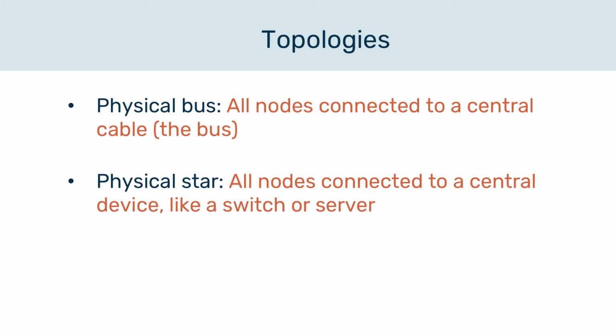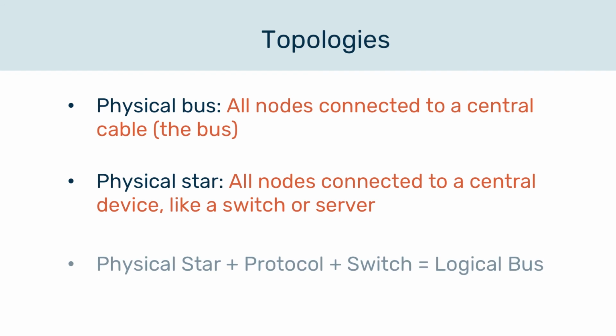A physical star network revolves around a central device, usually a switch or a server. This requires a lot of cable, but there are fewer issues with collisions, and if a single cable fails, then the network isn't broken, though the central device is very important. Also remember that a physical topology is different to a logical topology, and protocols and certain hardware can be used to convert between the two.